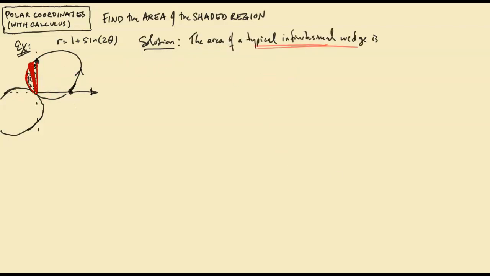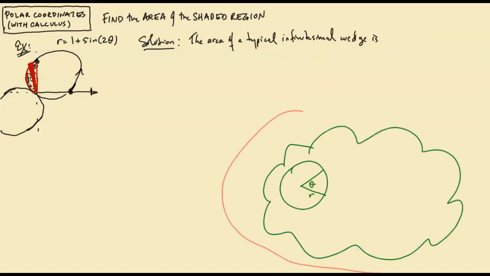The area of a typical infinitesimal wedge is, well, what's it going to be? Well, we recall our fundamental formula, our basic geometry. The area of this is half the square of the radius times that central angle. Well, what are the radius and central angle on something like that? The radius is that length right there, which is r for any given theta, which we know is 1 plus sine 2 theta. And that central angle is just our infinitesimal nudge, d theta.